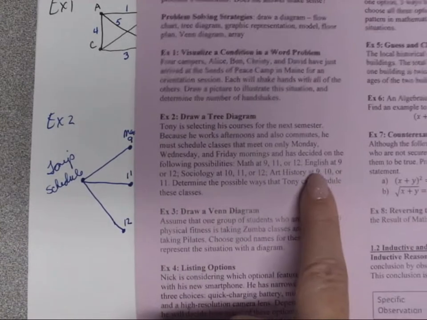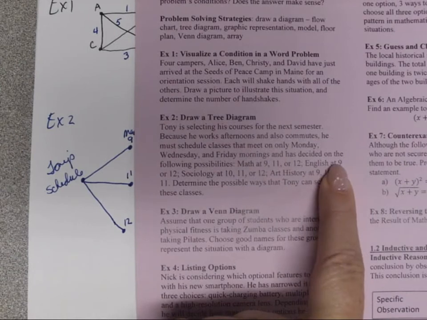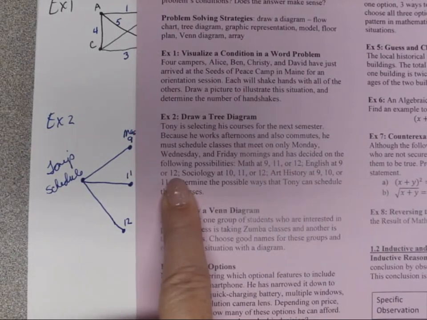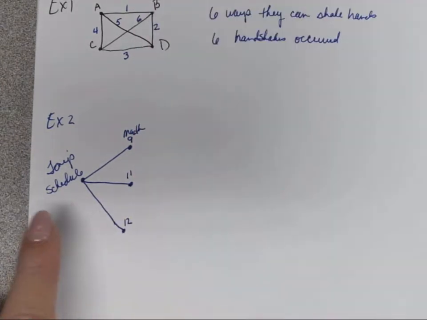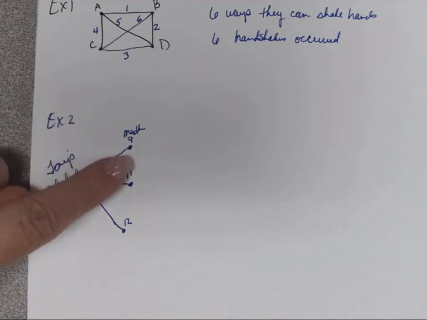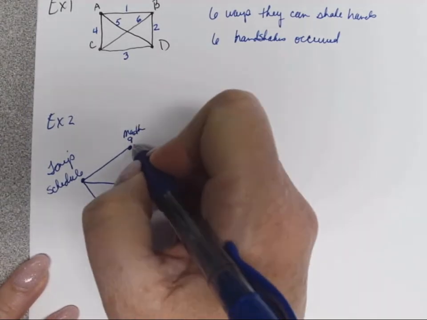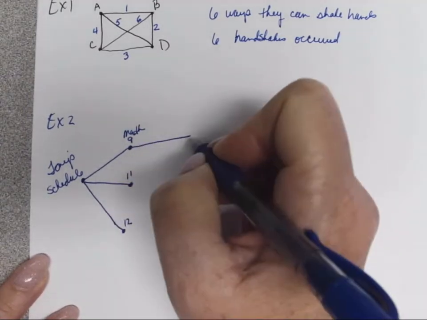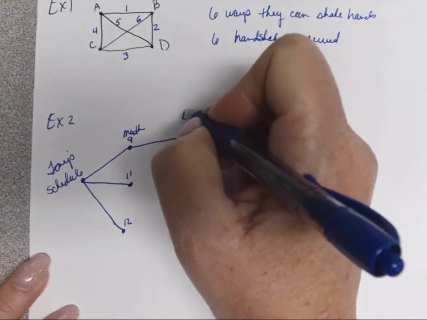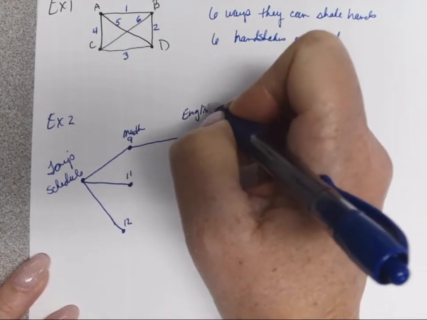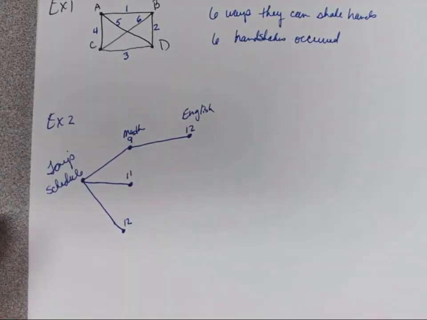All right, next it says English is at 9 or 12. So that tells me that I have to go 9 or 12. Now, if I already have a math class at 9, I can't do an English at 9. So on the first branch, we will only have 1 that comes off. This will be English. And this can only happen at 12 because we already have the 9 o'clock math class.